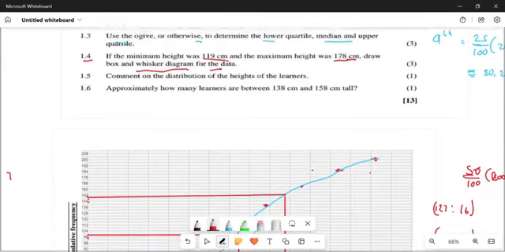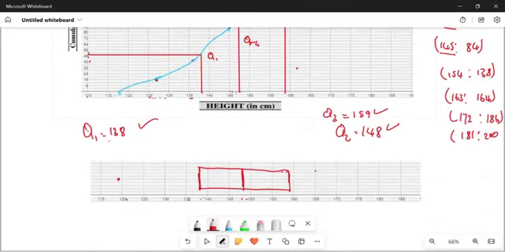158, huh? 178. Okay, this is 175, 178. It's here. And then you can connect your dots. Okay, this is our dots.